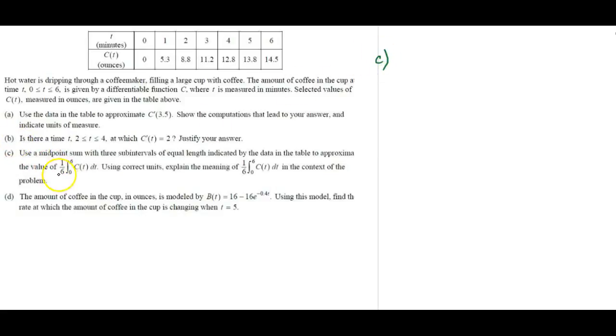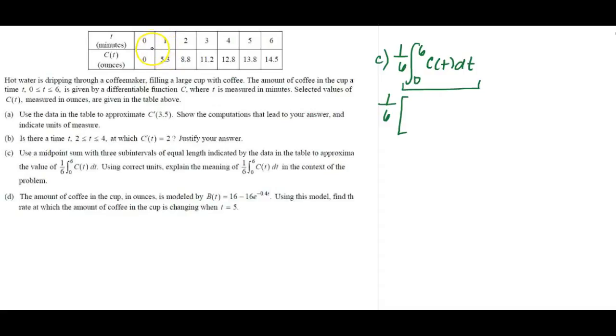So part C says use a midpoint sum with 3 subintervals of equal length indicated by the table to approximate the value of 1 over 6 times the integral from 0 to 6 of c of t dt, and then explain what this means. So I'm going to go ahead and bring the 1 over 6 down because we're going to use a midpoint rectangular sum to approximate just the definite integral. So 1 over 6 times.